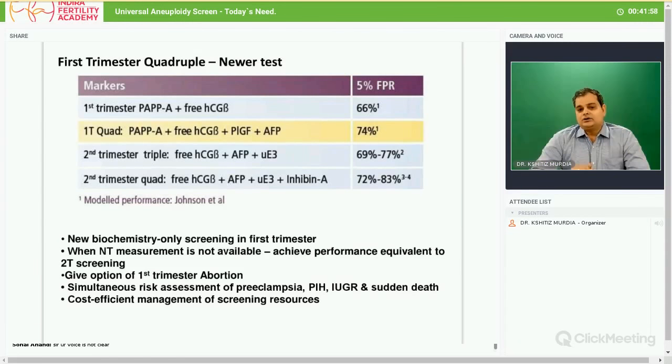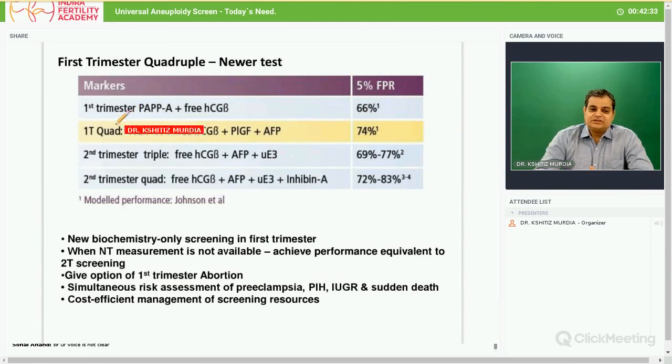So Nicolaides' group has again come up with one newer test, which is called the first trimester quadruple test. So the patient does not have to wait to go for the second trimester quadruple test. In this test, it's completely biochemical screening only, with PAPP-A, free beta hCG, PlGF, and alpha fetoprotein, and gives us a cumulative detection rate of 74% with a 5% false positive rate.